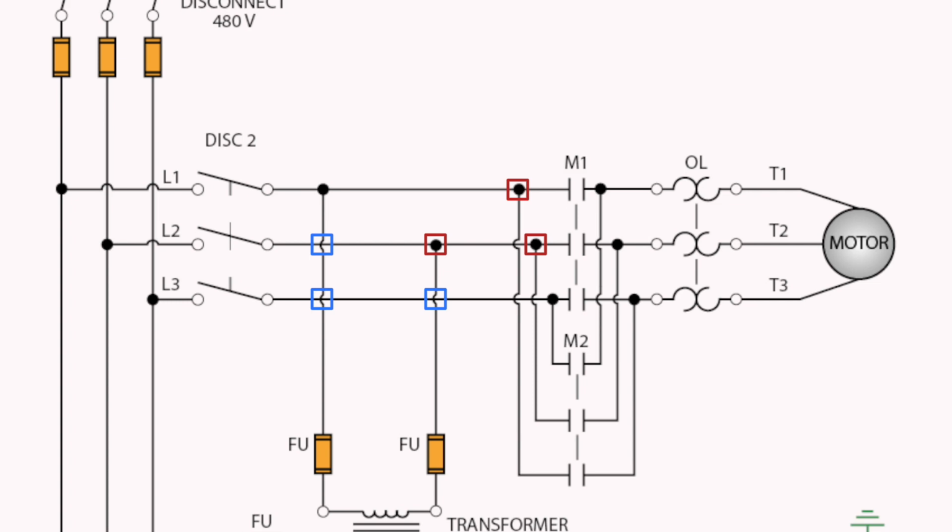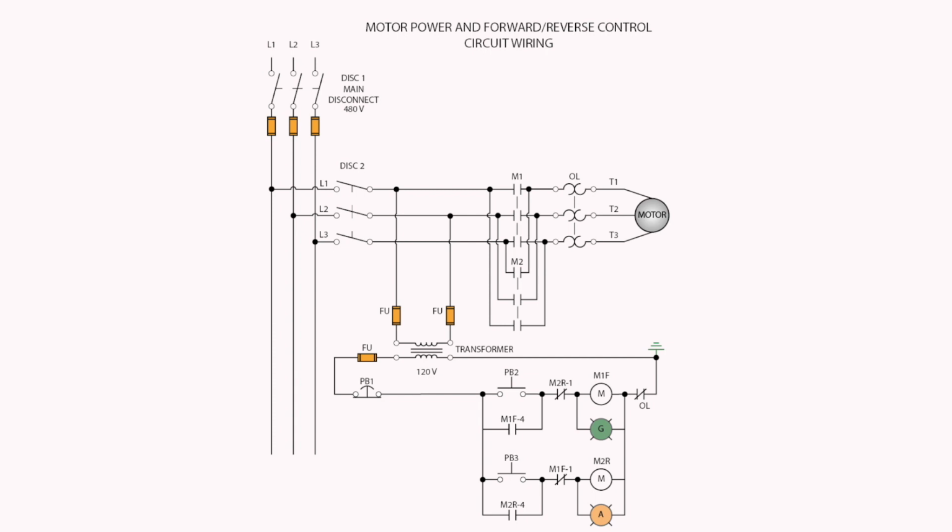In some cases, the control voltage is obtained directly from the power circuit or sometimes from a step-down transformer that is connected to the power circuit. Using a transformer allows us to step a high voltage down to a low voltage, 120 VAC, for control use, while supplying the three-phase motor power circuit with a higher voltage, in this case 480 VAC. The motor operates more efficiently with high voltage.